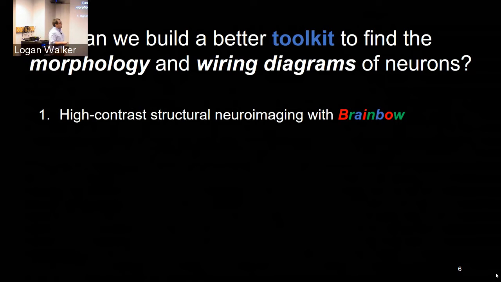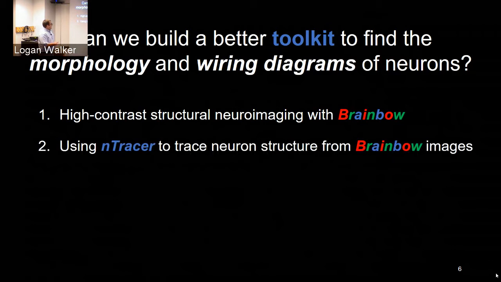The first one is how we use a technology called Brainbow, which you probably saw in the title, to do high contrast structural neuroimaging. This is kind of the one biological portion of it, just because if I don't introduce Brainbow, you'll have no idea what's going on for the rest of it.